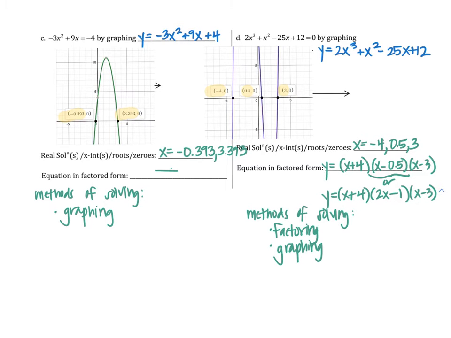So for C, what do we call these? We call these irrational solutions, which tells me that the only method I could use to solve this quadratic is graphing. And then over here I have rational solutions. These are rational, so I could solve by factoring or graphing if I wanted to.